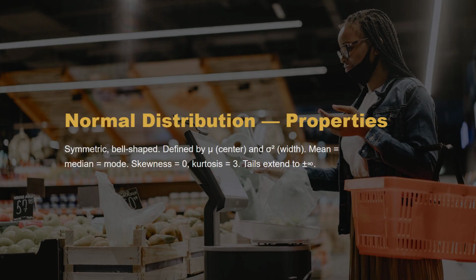Why is it so important? Because of the central limit theorem. The sum or average of many independent random variables tends toward normal, regardless of the original distribution. This is why portfolio returns are approximately normal when you combine many independent sources of return.